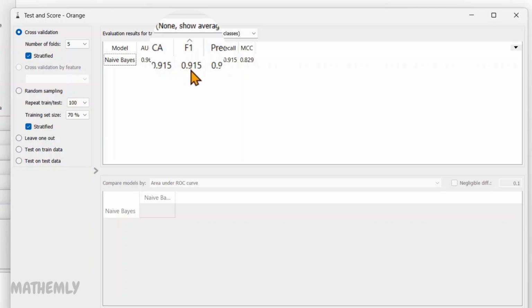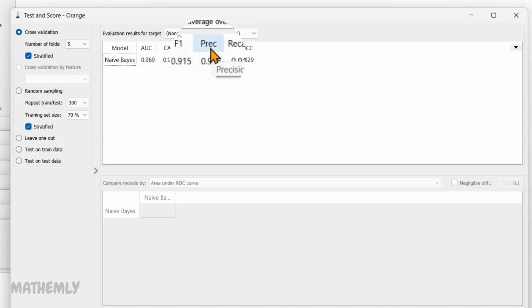F1 score is 0.915. This balances precision and recall, meaning the model is good at both detecting diabetic patients and avoiding false alarms. Precision is 0.915. When the model predicts a patient has diabetes, it is correct 91.5% of the time. Recall is 0.915. Out of all actual diabetic cases, the model correctly identifies 91.5% of them.